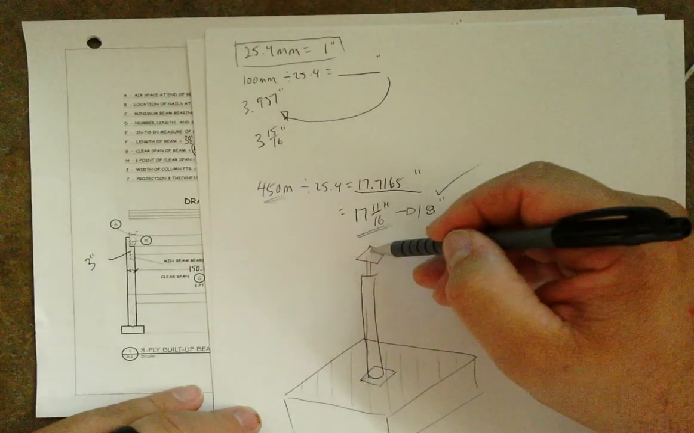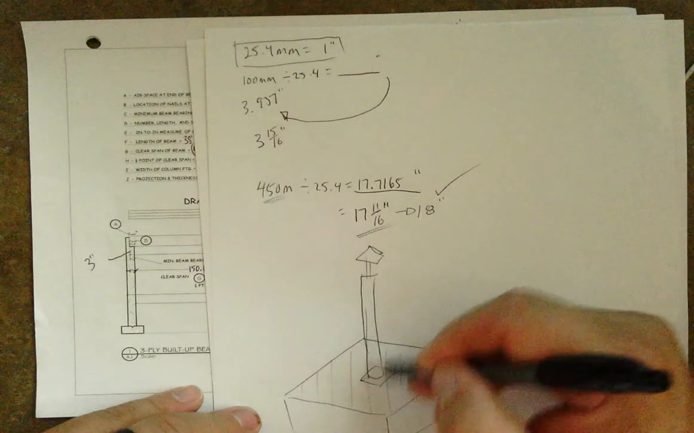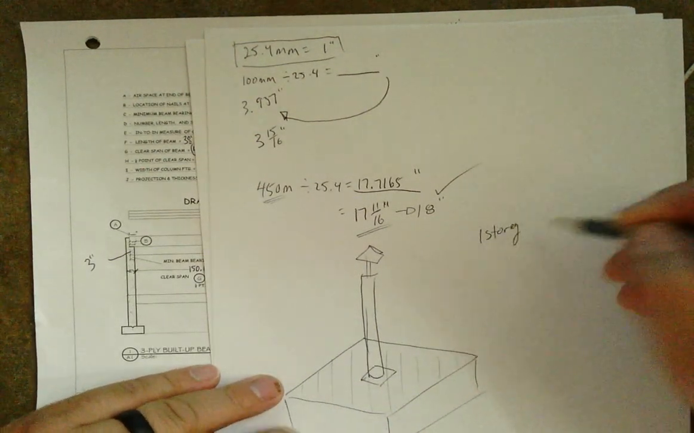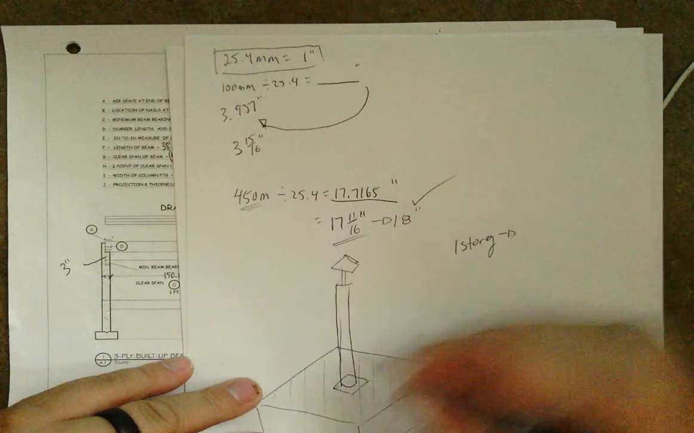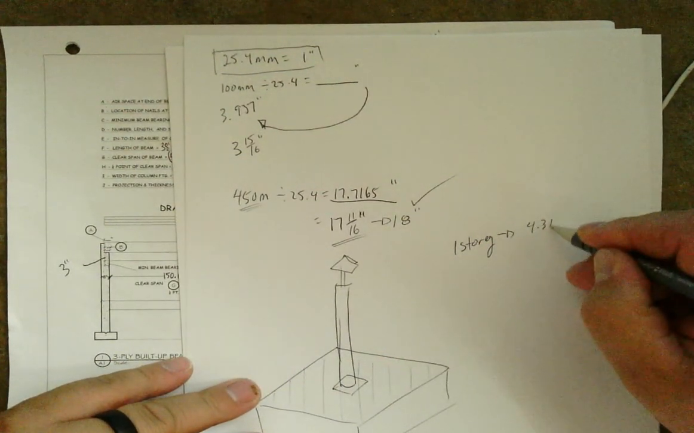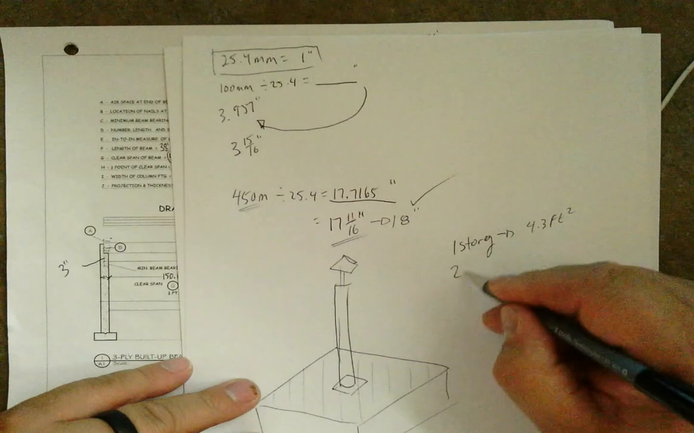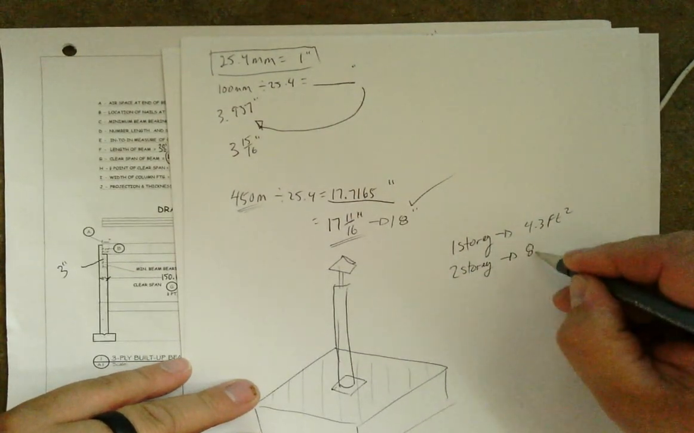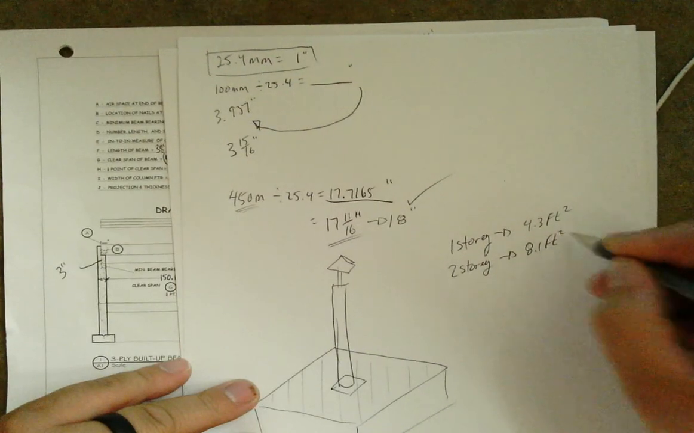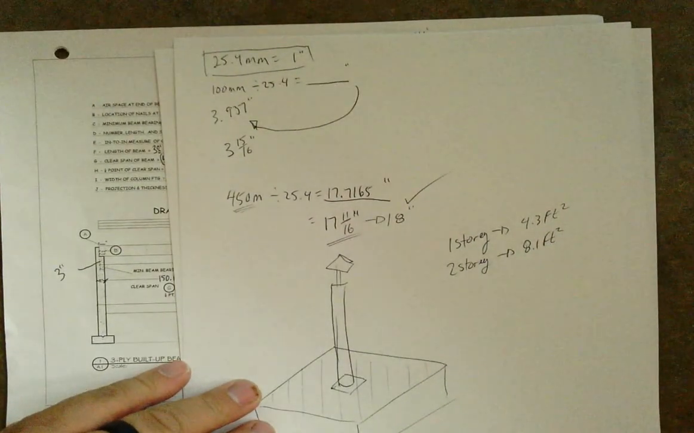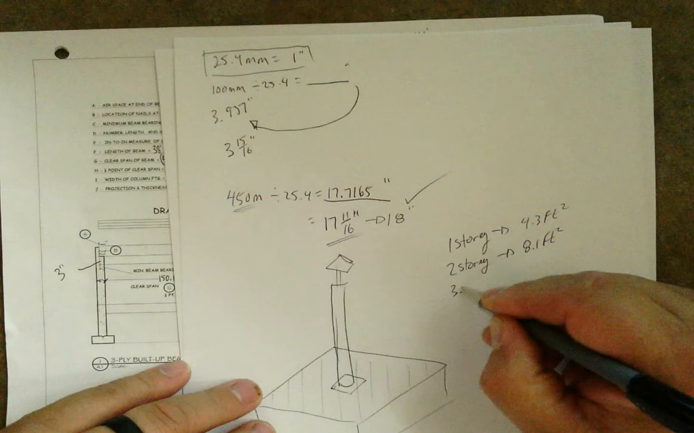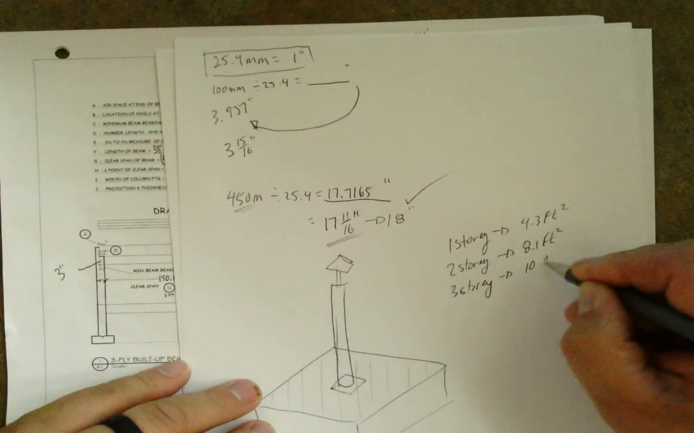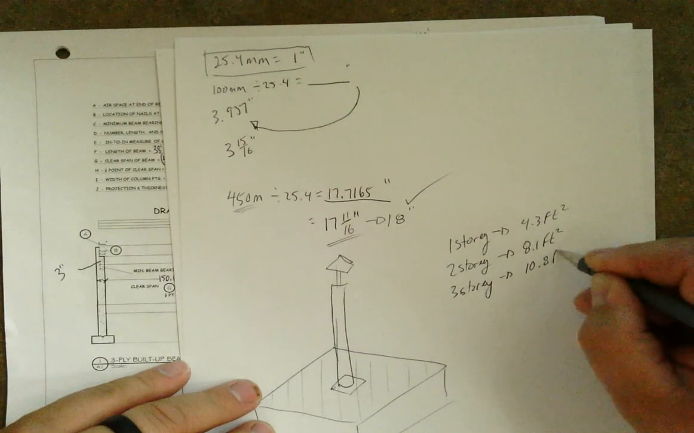So there's weight bearing down from the beam through the column post onto the column footing. For a one-story building, the area of the footing is 4.3 feet squared. For a two-story building, it's 8.1 feet squared. And then for a three-story, I believe it's 10.8. So I might be off on these numbers.